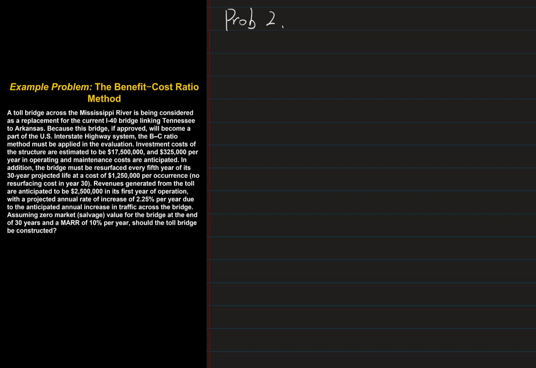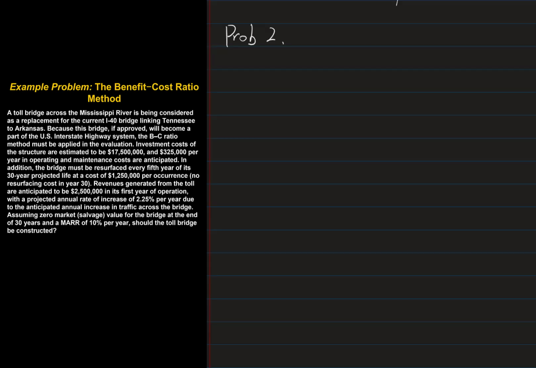Here is the second problem example for the benefit-cost ratio analysis. This example includes multiple elements from previous chapters and is more complicated than the previous problem. I suggest you first take a few minutes to read the problem and try to work it out for yourself, and then watch the video to see how this problem can be solved.